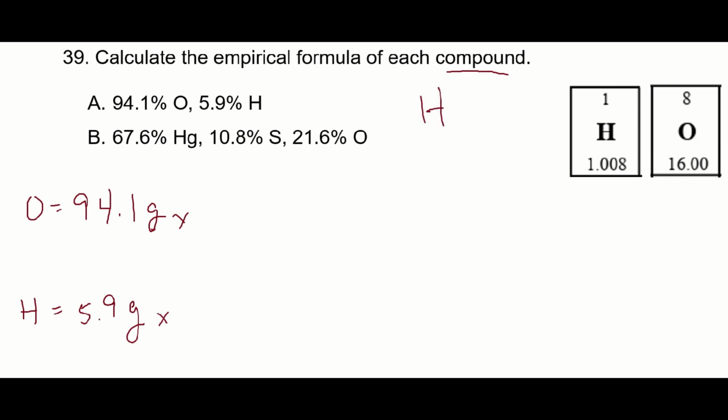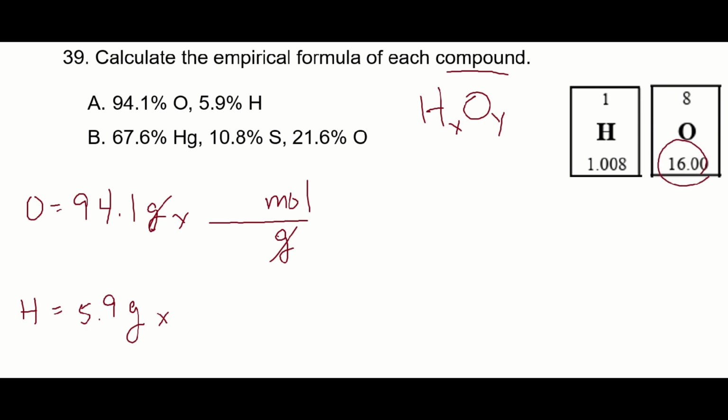And the reason we want to do that is because in the formula, when you have the subscripts for H and O, these subscripts can be interpreted as mole ratios. So we want to get moles. How do we convert grams to moles? We need a conversion factor with grams on the bottom and moles on the top. We use the molar mass as our conversion factor.